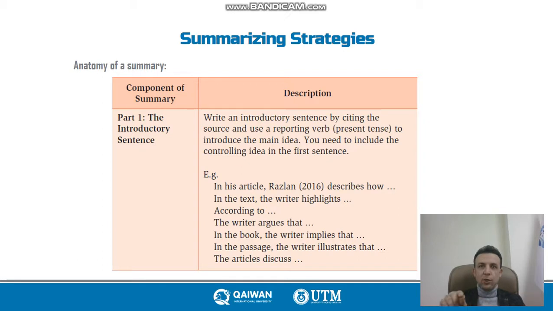So the sentence to be used at the beginning of a summary can be a restatement, or it can be the thesis statement itself. All you need to do is to add the writer's name at the beginning and use a report verb that says that, for example, this person is, let's say, having this opinion. There is an example here.